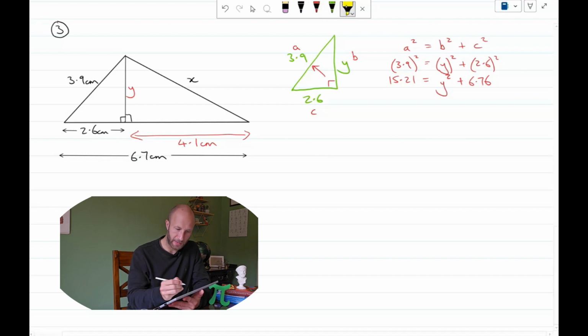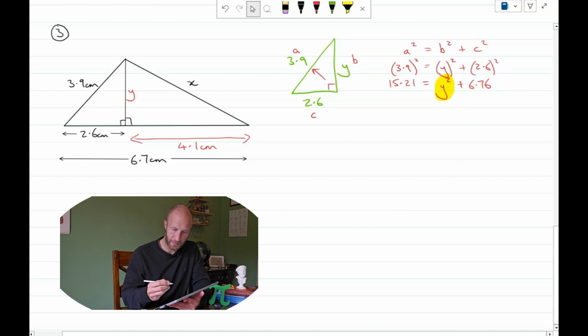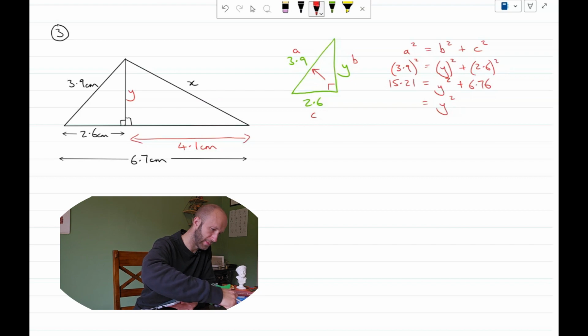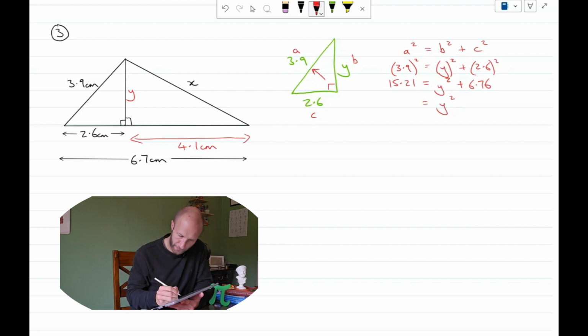6.76. How do I get the y by itself? I want to subtract 6.76 from both sides to start with. So my y squared will stay there. 15.21 minus my 6.76 is 8.45. And if I want to find my y, I can square root that. But y is not the answer because I'm asked for x.